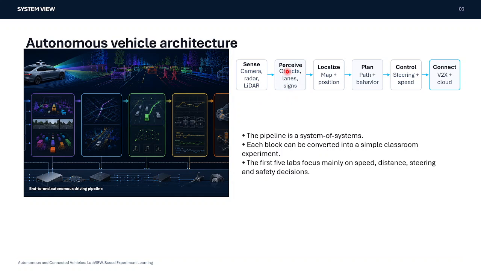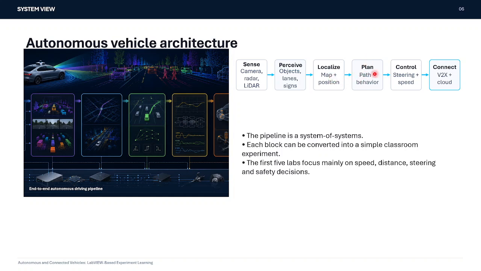The next one: first we have to detect any object, lane, signal. That is perception. Then localization. We have to know which position the vehicle is in, so we have to use the map. Normally you know Google Maps; it uses the map to track the vehicle. Then we want to know where the destination position is. So map and position.